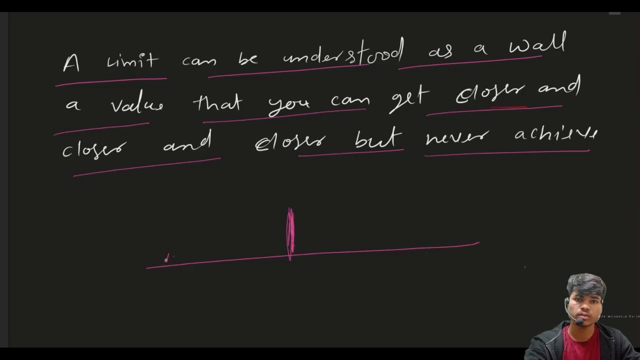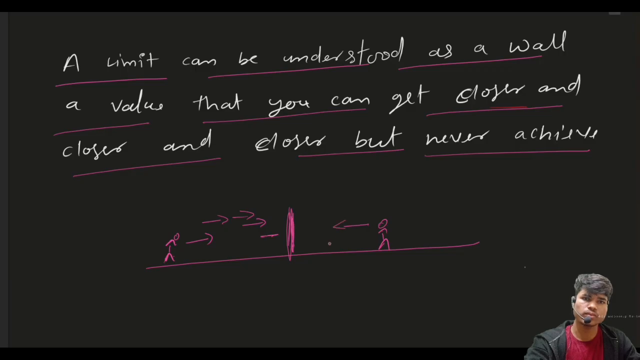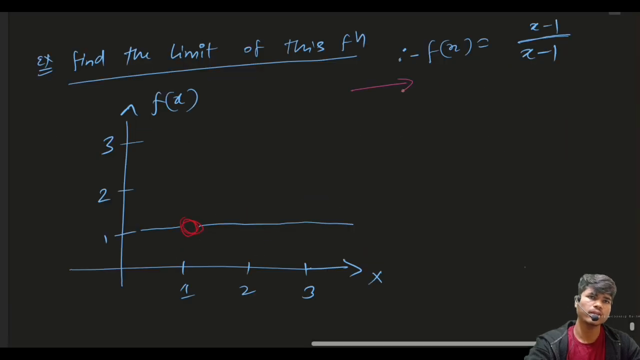Suppose there is a person on the left hand side of the wall, and this person is walking towards the wall, coming closer and closer to this wall but never colliding. Suppose another person is on the right hand side of the wall, walking towards the wall and coming closer and closer but never colliding. We have to find the limit of this function at x equals 1.